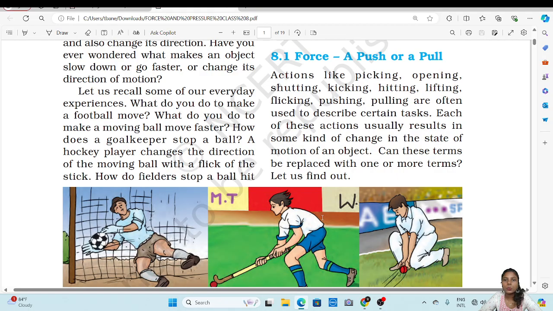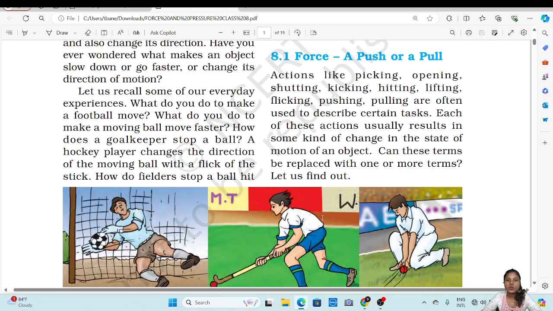Force, a push or a pull. Actions like picking, opening, shutting, kicking, hitting, lifting, flicking, pushing, pulling are often used to describe certain tasks. Now these picking, opening, shutting, these are all things we do in everyday life.